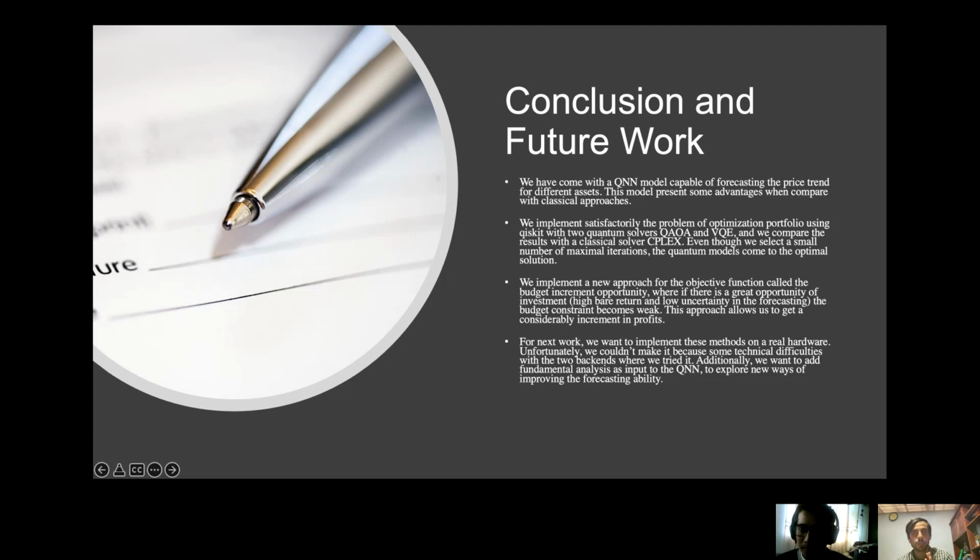And for future work, we hope to have a backend with more qubits, and we will try to solve larger problems. We also want to try this on real hardware. We couldn't because we tried to run them in the IBM quantum backends, but we got some errors, and we have to try to fix them, and we will present some results based on that.